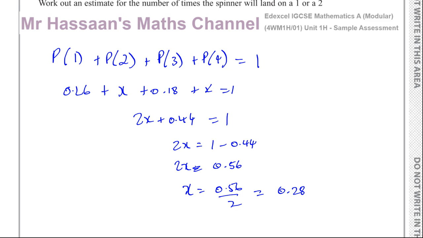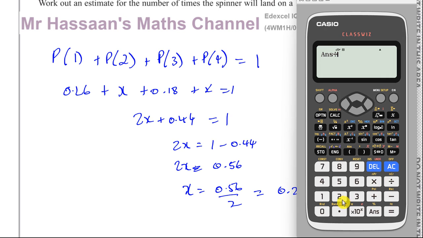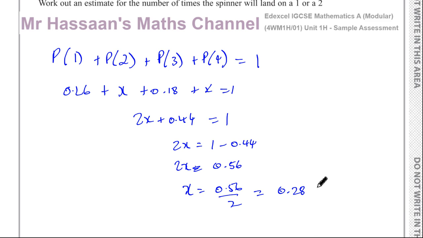Let's just again confirm that with a calculator. So dividing by 2 and then press SD to make sure, 0.28. That's correct. So that is a probability of getting a 2 and also a 2. And that's also the same as the probability of getting a 4, 0.28. Both of them are 0.28.